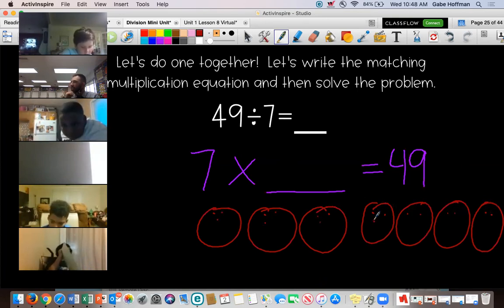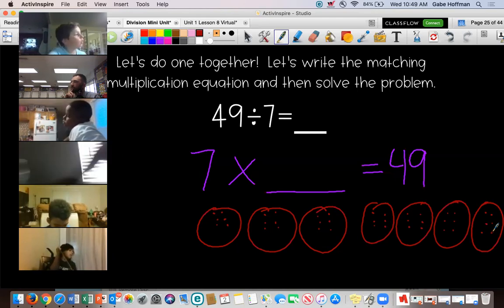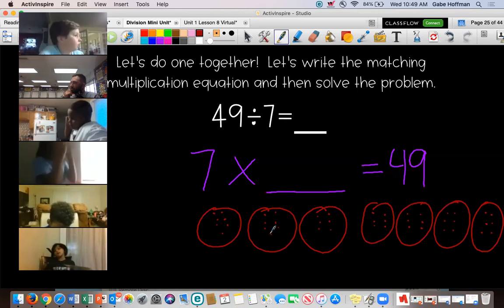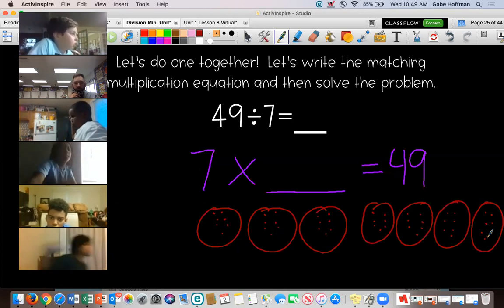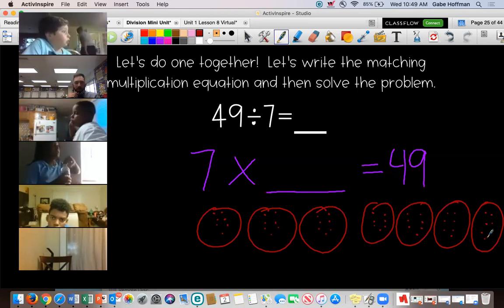Okay, so tell me now, CJ, did you already know 7 times what equals 49? Yeah. Okay, so why is it helpful to be able to flip division into multiplication? It's helpful because it's easier if you know your multiplication. So if the question is 49 divided by 7, I know that 7 times 7 equals 49. So if you just flip it, then you'll get 7 times 7 equals 49. Yeah, you can use the multiplication fact.